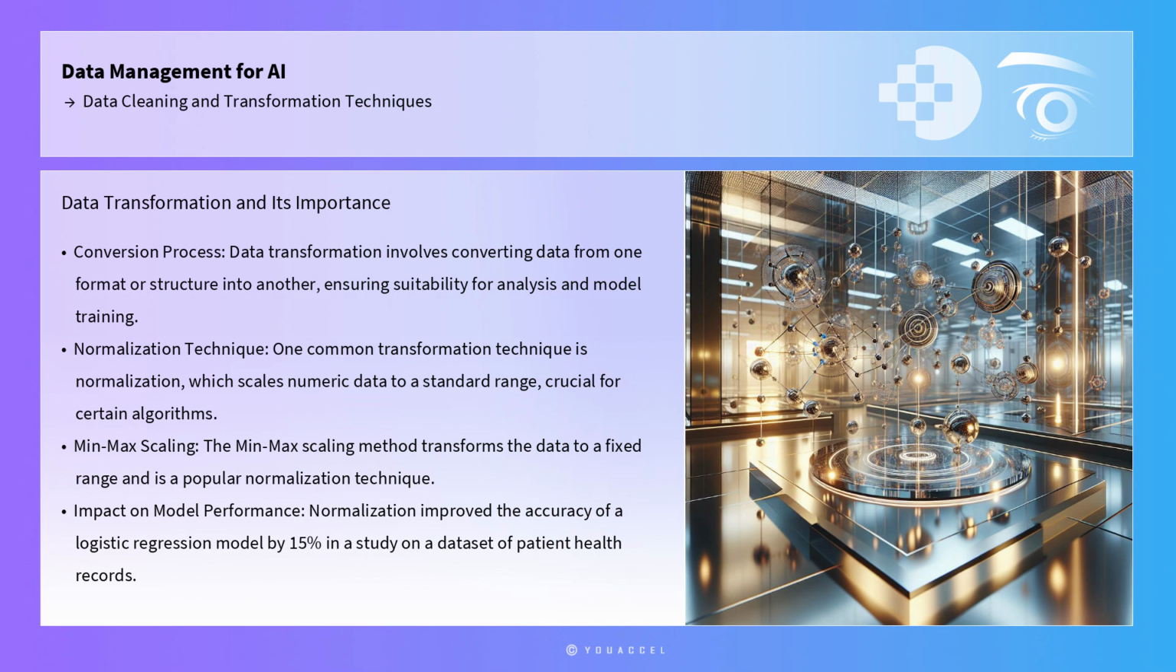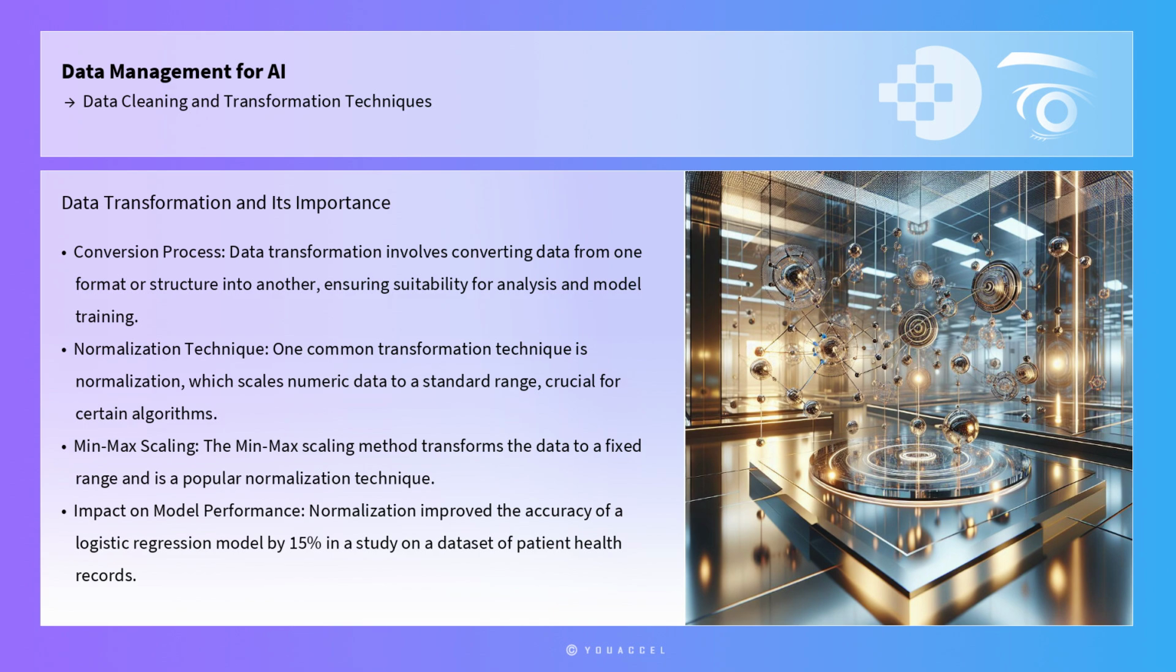Data transformation, on the other hand, involves converting data from one format or structure into another. This process is crucial for ensuring that the data is in a suitable format for analysis and model training. One common transformation technique is normalization, which scales numeric data to a standard range. This is particularly important for algorithms such as k-nearest neighbors and support vector machines, which are sensitive to the scale of the data. The min-max scaling method, which transforms the data to a fixed range, is a popular normalization technique.